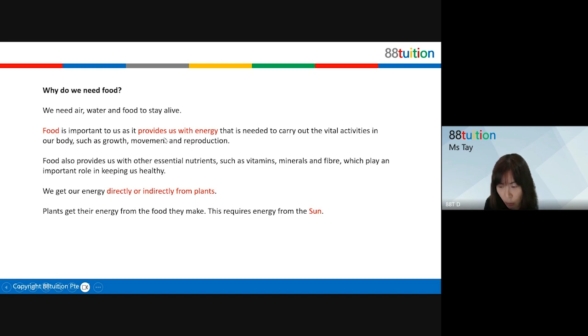Food is important to us because it provides us with energy we need to carry out important activities like growth, movement, reproduction. Food also gives us a lot of other essential minerals and nutrients like vitamins, fiber, and so on. So we get our energy directly or indirectly from plants. What is the meaning of directly from plants? That means we are eating things like vegetables and fruits. But if I say indirectly, then what's the meaning? How do we get energy indirectly from plants? Any idea?